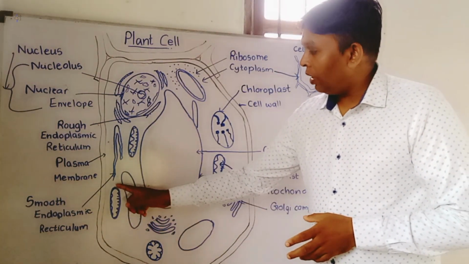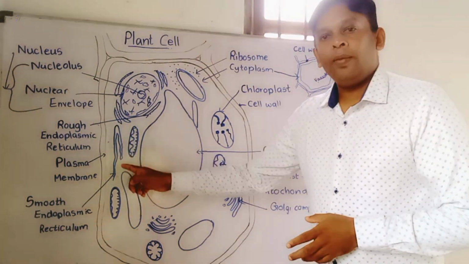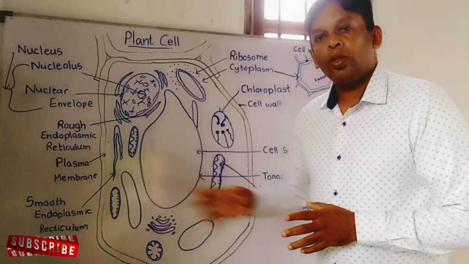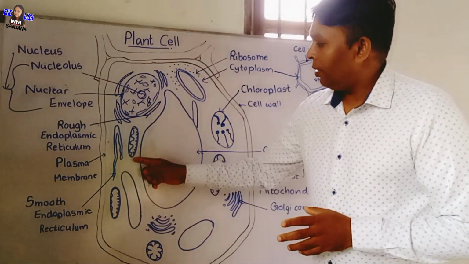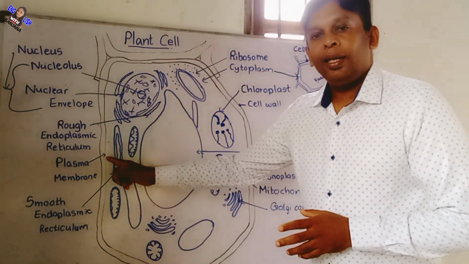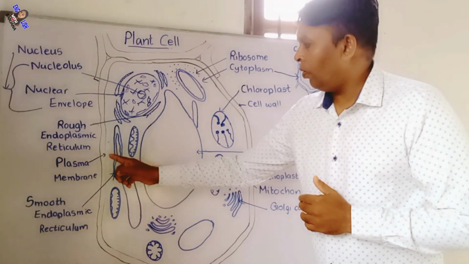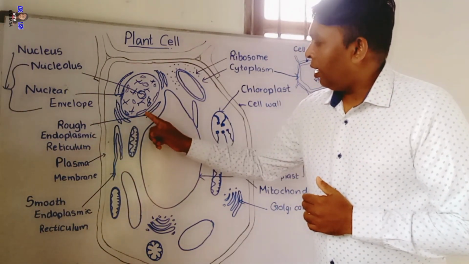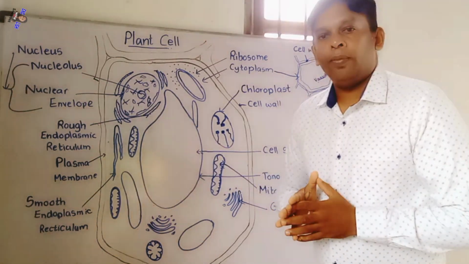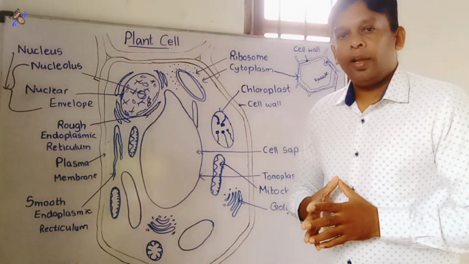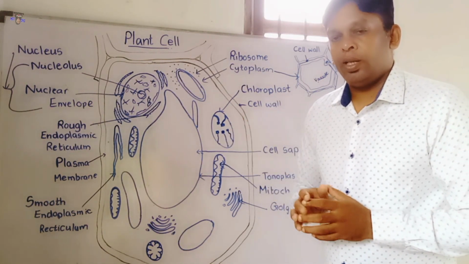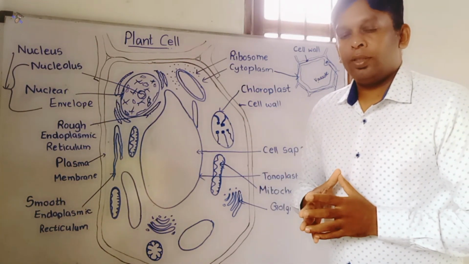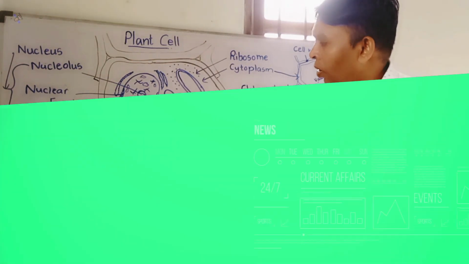After that we have this one. This is actually a smooth endoplasmic reticulum. Here this one is the smooth endoplasmic reticulum. There are no ribosomes attached to it. And here we have the plasma membrane. It is also very close to the cell wall. Then we have the rough endoplasmic reticulum. Why do we call it rough endoplasmic reticulum? Because tiny ribosomes are attached to it. Therefore, it gives a rough structure to this organelle.